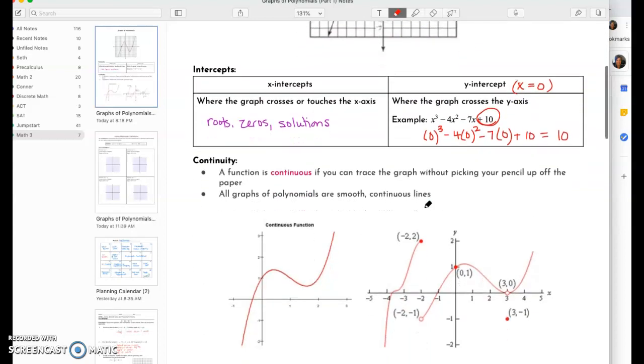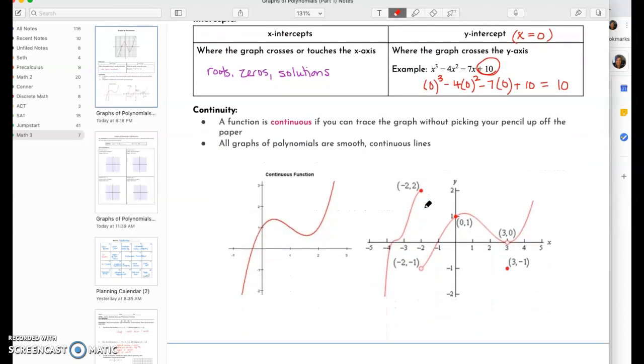The next thing that we're going to look at is continuity. A function is continuous if you can trace the graph without picking your pencil up off of the paper. All graphs of polynomials are smooth continuous lines. That is just a definition for a polynomial function. If we look more specifically here, this graph to the left is a cubic function. We're going to talk in just a little bit about how to identify the degree of a polynomial from these smooth continuous lines.